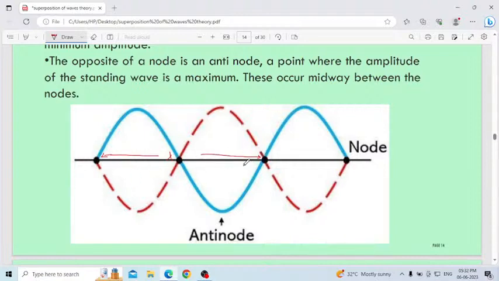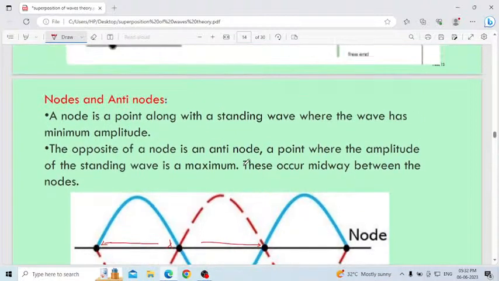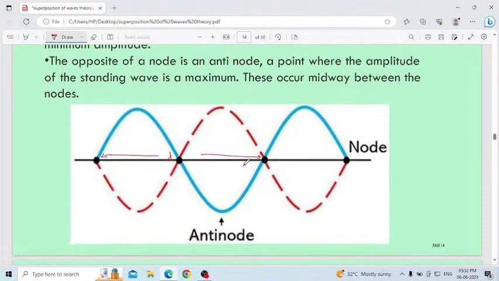What is meant by node and antinode? Consider this point, we consider as a node. These points, this one, this one, this one, we consider as nodes where amplitude is 0. Antinode means where amplitude is maximum.